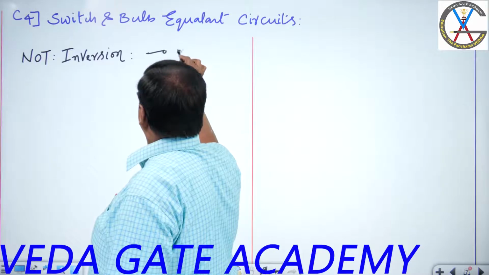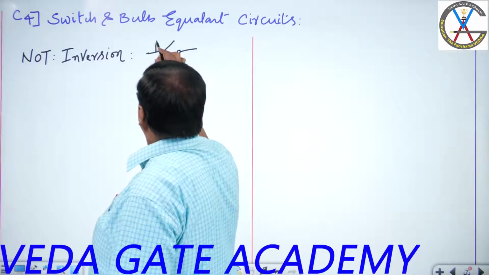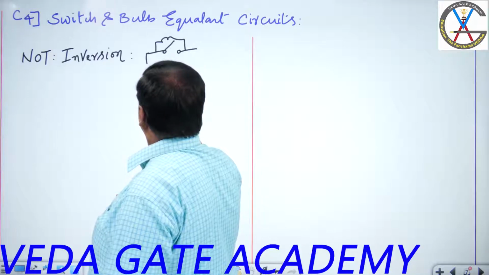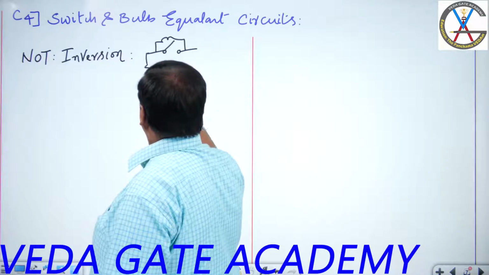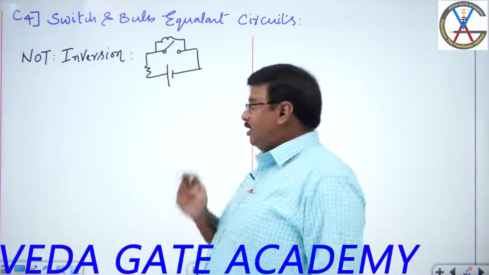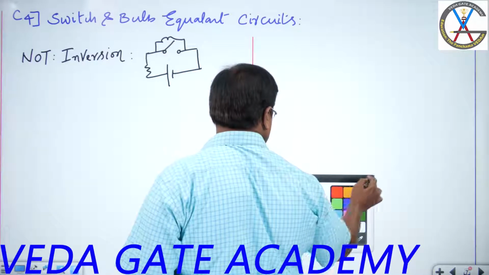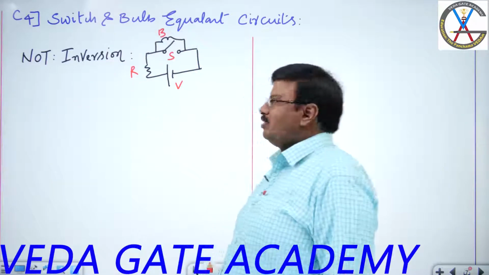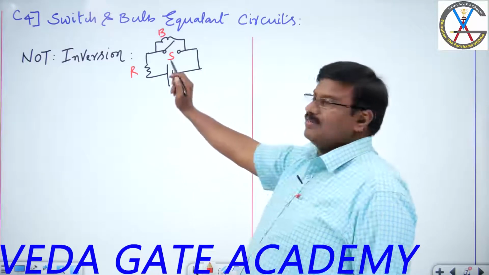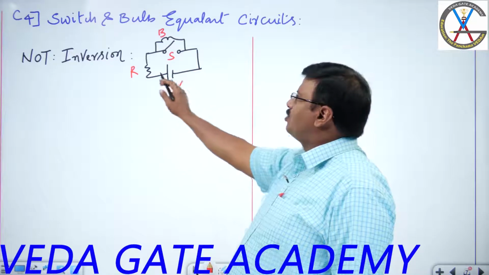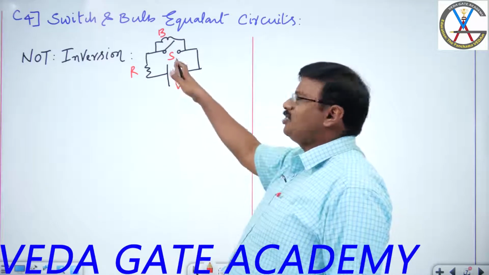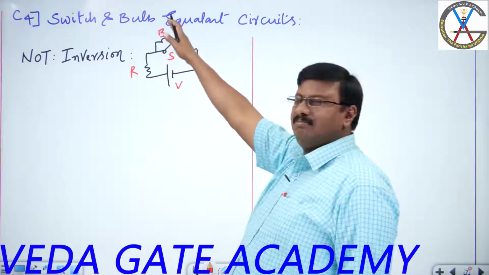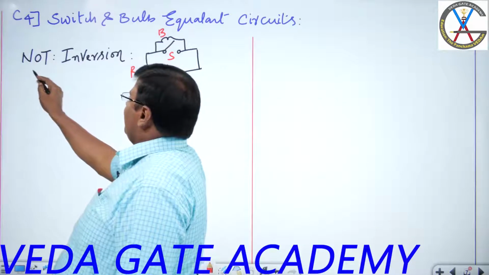Study this. So try to study this circuit. Here is voltage source and here is resistor, here is switch, here is bulb. So what is the relation between switch and bulb now? In this circuit, if switch is closed, power goes through the switch, bulb will be off. If switch is open, it has to go through the bulb. So reverse. Switch closed, bulb off. Switch open, bulb on.